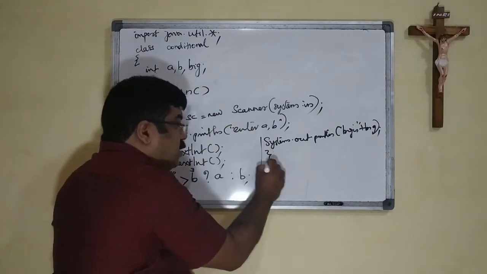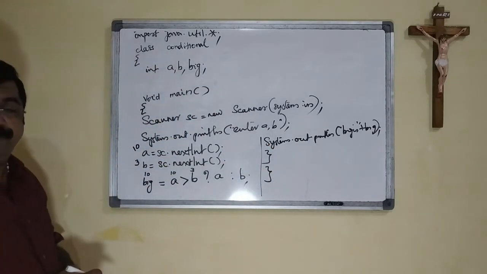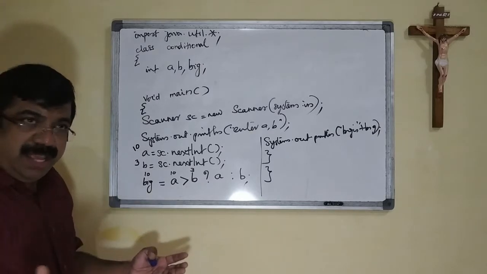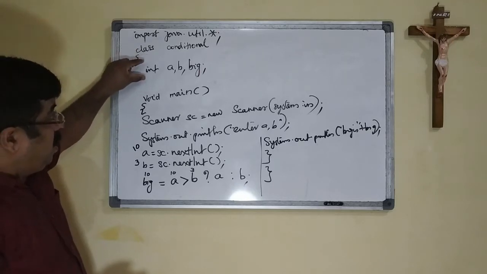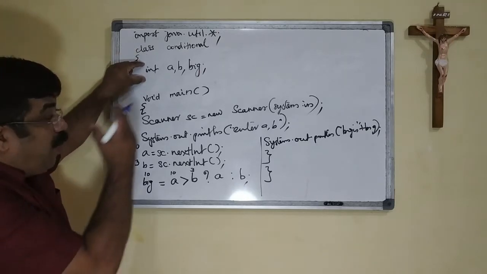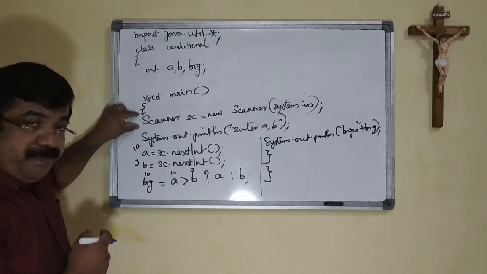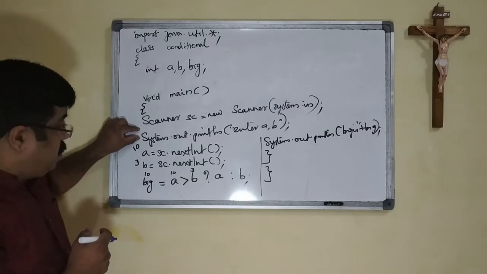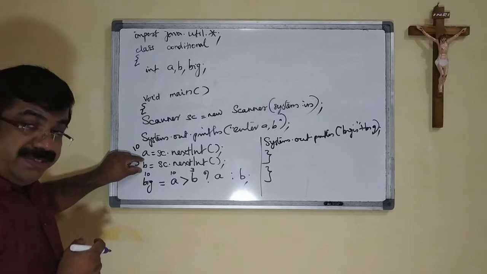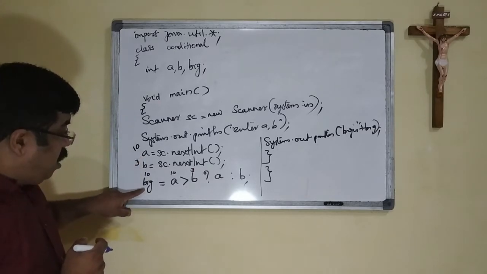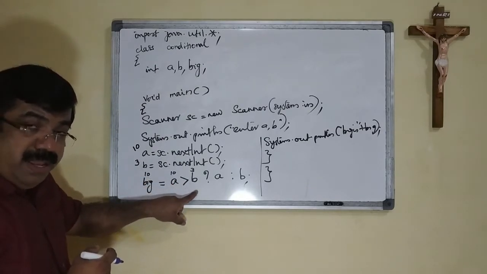Main is closed as soon as the class is closed. Once again I would say import, then the class, declare the variables which are required, then the scanner class object within the main, a message asking for the value of the first variable, asking for the second variable, then giving the conditional operator: big is equal to A greater than B.